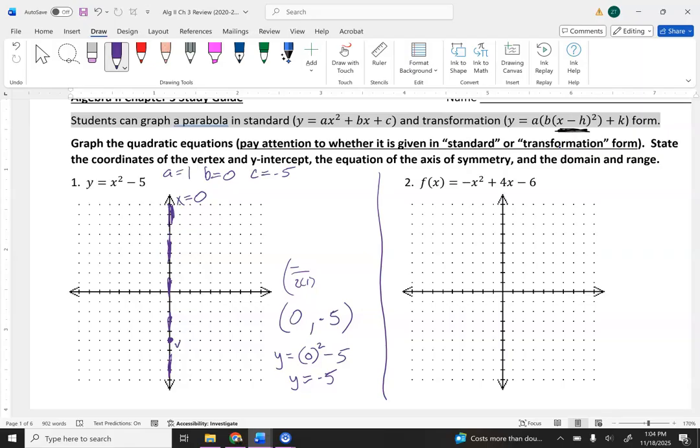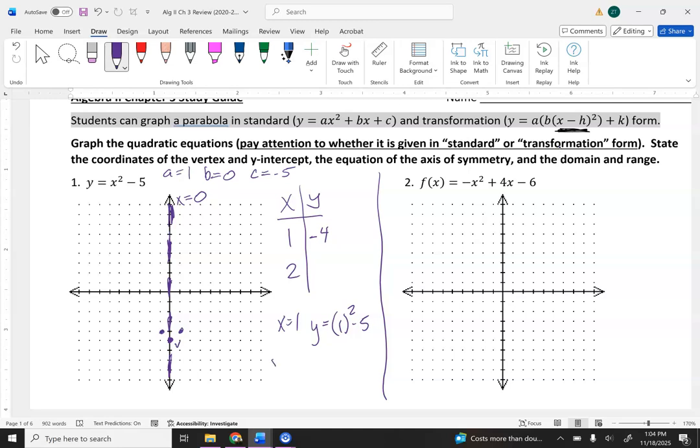And as we talked about in class, the best values to plug in are x values that are close to the vertex. So since the vertex's x value is 0, we should plug in x values that are close to 0. So we could plug in 1 and 2. And this is a pretty easy equation to plug these values in. So when x equals 1, that means y equals 1 squared minus 5. 1 squared minus 5 would equal -4. So we can go ahead and plot the point 1, -4. And we can plot the reflected point on the other side.